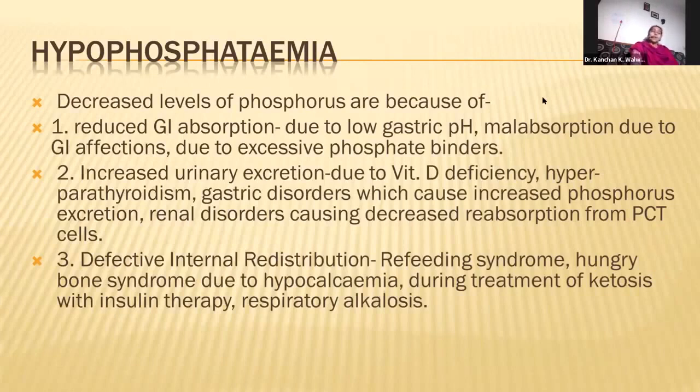The second reason is increased urinary excretion. Urinary excretion depends on the presence of vitamin D. If there is vitamin D deficiency, the phosphorus will be excreted and will not be reabsorbed from the renal tubules. Because of hyperparathyroidism also, there will be a greater amount of phosphorus removed from the kidneys in the urine.